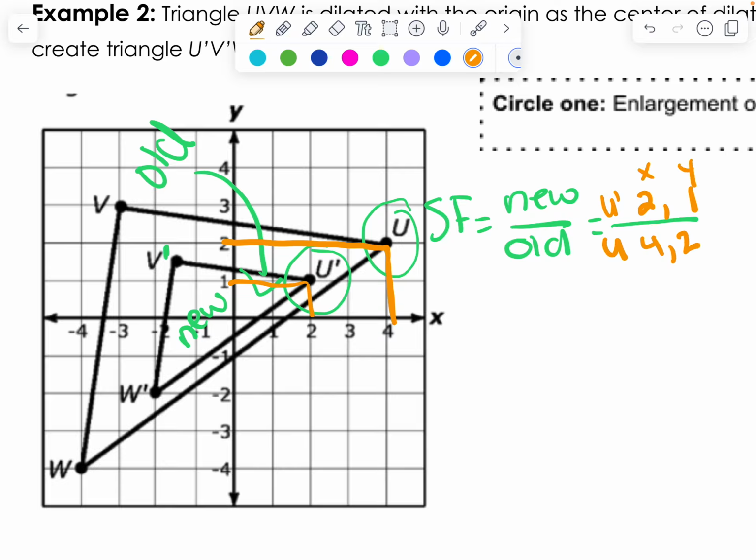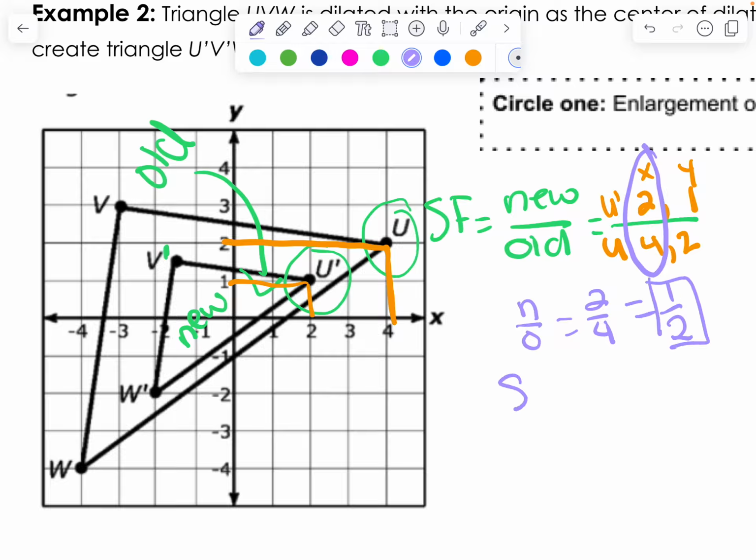This is your X and this is your Y. You only need one of them. Either the X values or the Y values. So I'm just going to use my X values. My new over my old is going to be 2 over 4. If I simplify that, that's 1/2. So my scale factor is 1/2.